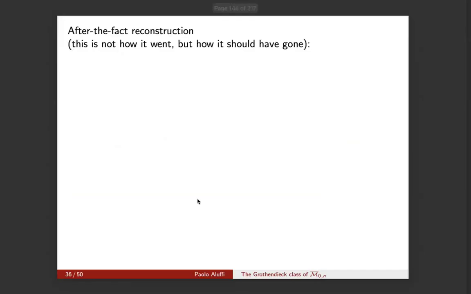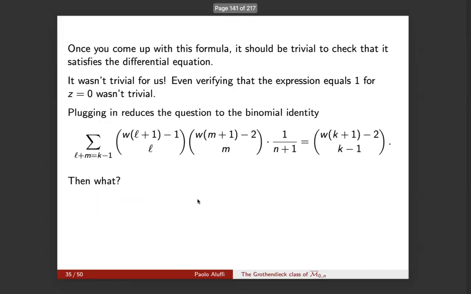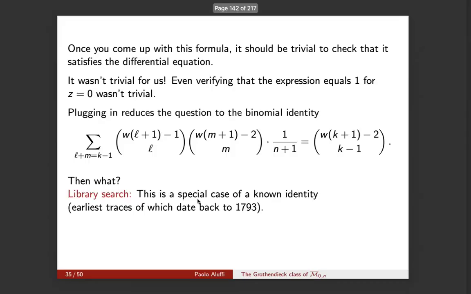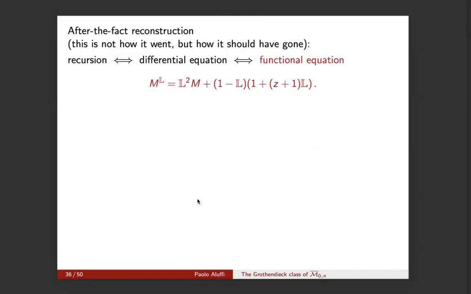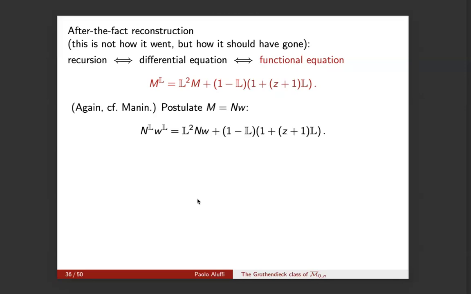Now, how would you come up with the formula? Once you have the formula, with enough time, you can probably prove it. But how do you come up with the formula? I can rewrite history and tell you how you could come up with it. Manin has this functional equation for the generating function. And then you can postulate that this m is n times w. Why not? You can do whatever you want.